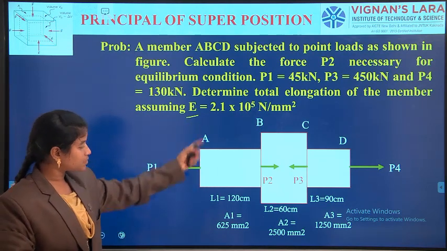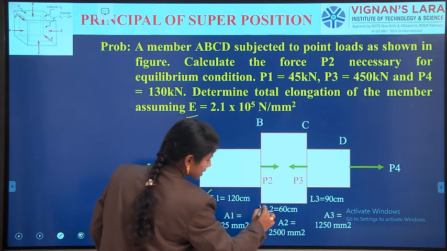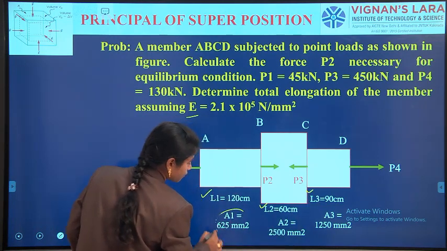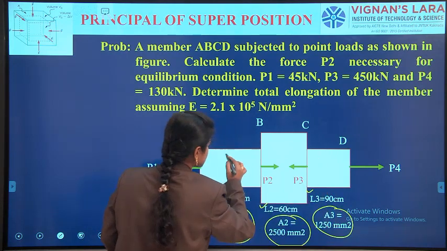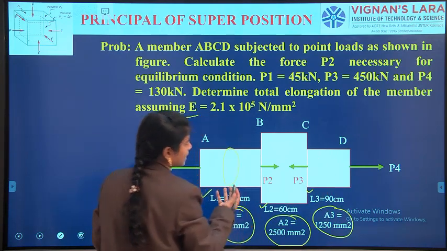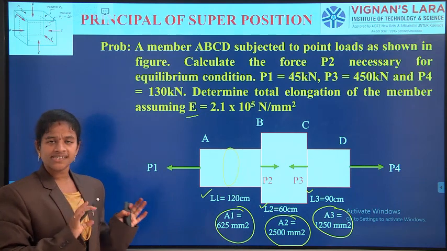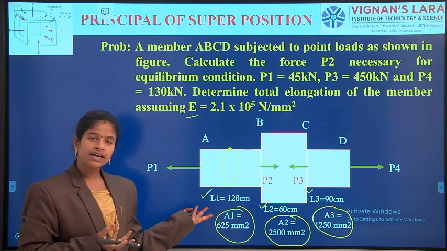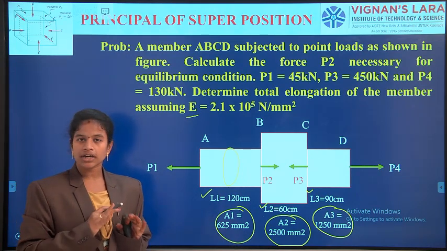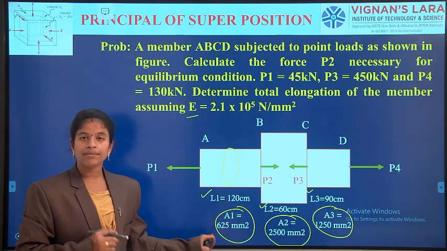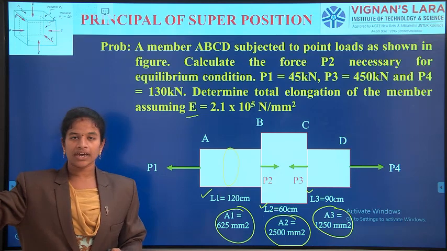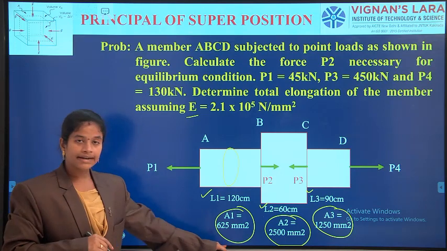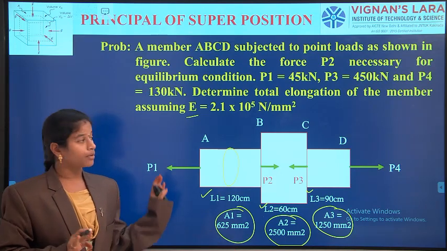And they have given Young's modulus, length of each segment, and area of cross section for each segment, right? So this may be rectangular or circular, we don't know, they have just given the area. It may be rectangular with some B by D, that is not our problem, they are only giving the area. If they have given the diameter, then we will convert the diameter into area when we use it. They are directly giving the area, so no problem.